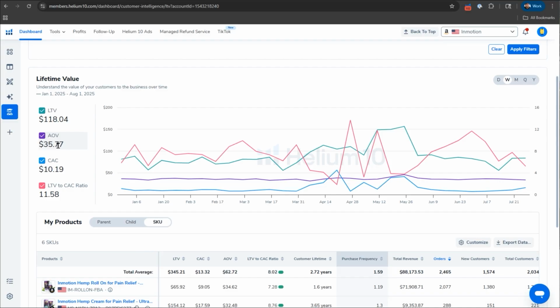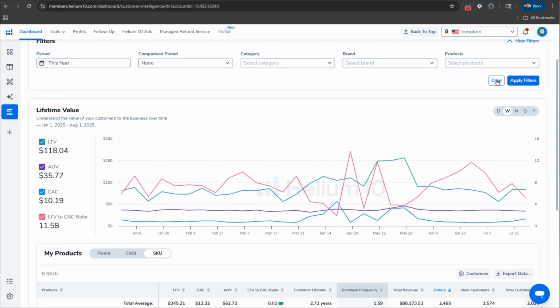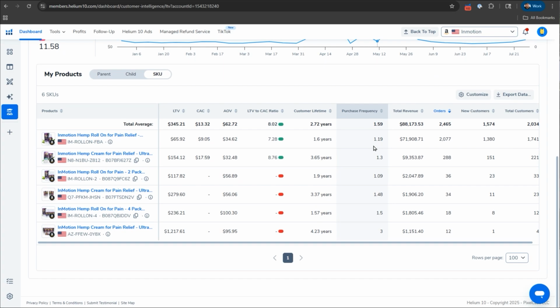Here's my average order value. All right. Here's my CAC and my LTV to CAC ratio. If you guys don't know what that means, it's probably something you should start looking into. Google that: what's LTV to CAC mean and how can that help me? You can see this graph over days, weeks, months, quarters, or years, going back as far as you have data with Helium 10.